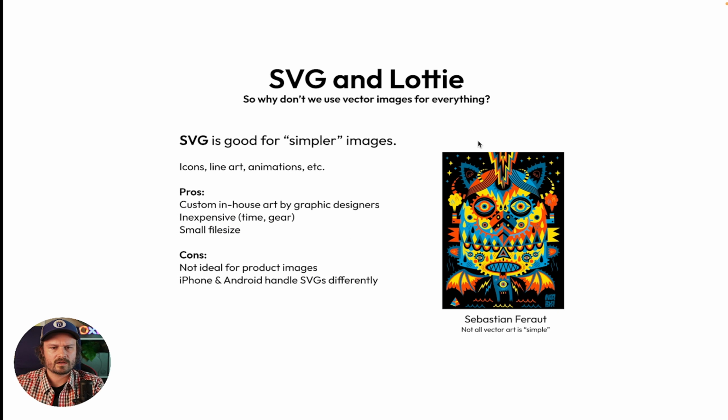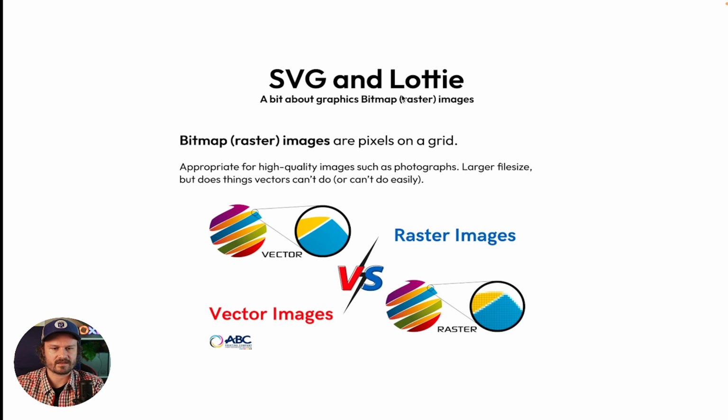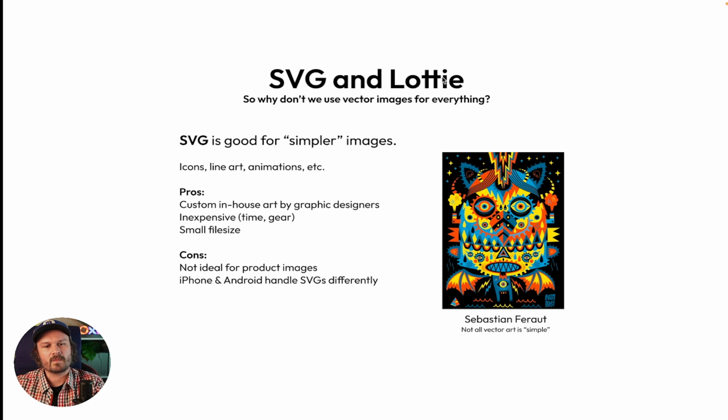Let's see here. A question is, why don't we use vector images for everything? If I'm talking them up so much, why don't we see them all over the place? Well, the issue is vector images are really more appropriate for your simpler designs, and I put simple or simpler in quotation marks on purpose.